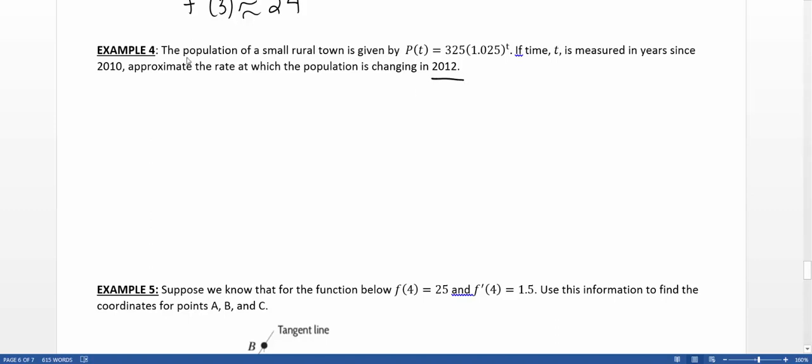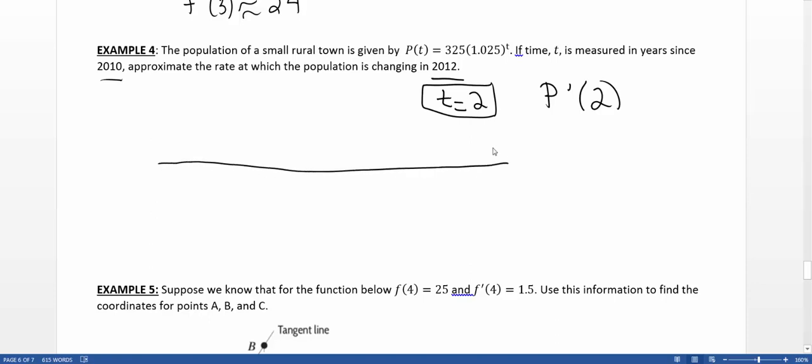So 2012 is 2 years after 2010, which means that I'm trying to figure out what's happening at time equals 2. I could also write the thing that I'm finding as P prime of 2, so the instantaneous rate of change at 2. We're going to approach this similarly to how we did the last one. So again, we need to set up a table where we're looking around 2. There's going to be a lot of decimals here, so I'm going to give myself a lot of space.